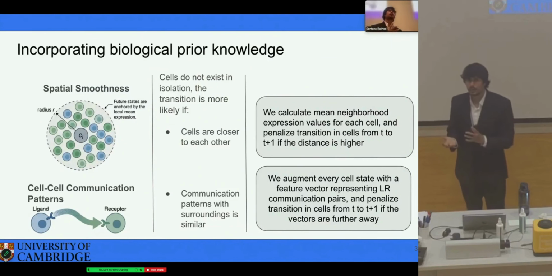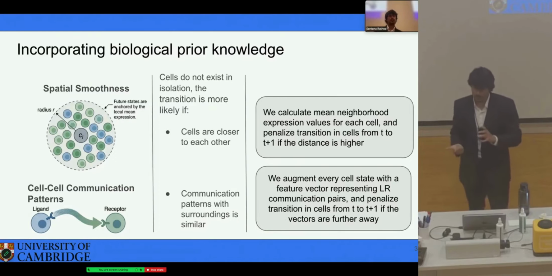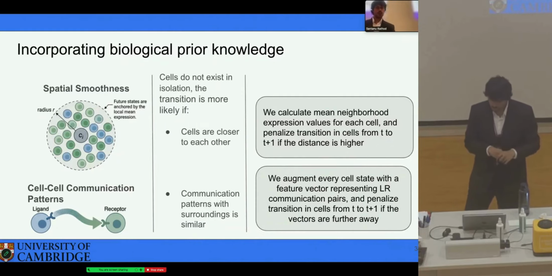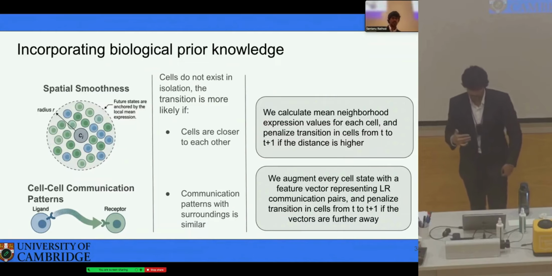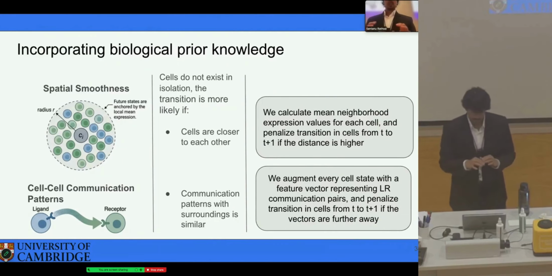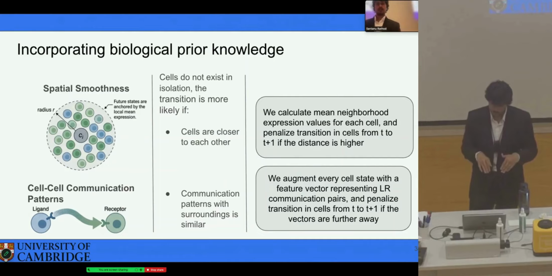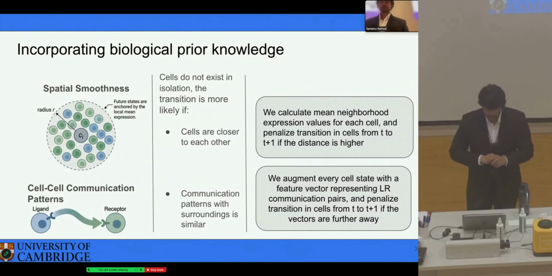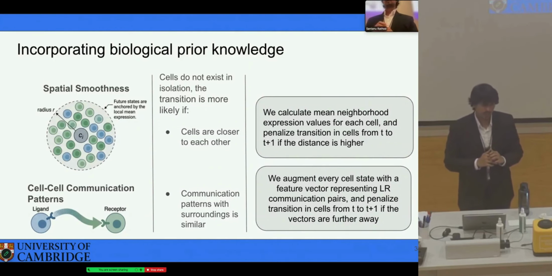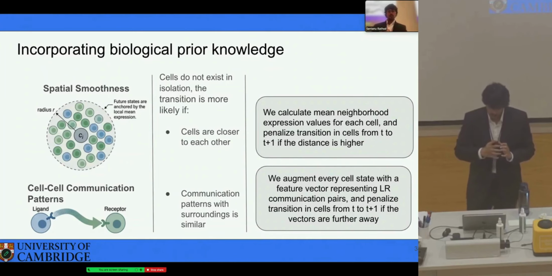Before even going into how we incorporate biological prior knowledge, we should also think about what is the right biological prior knowledge, in the case of spatial omics, for us to incorporate. So we go with two kinds of prior knowledge. One we call spatial smoothness, the second we call cell-cell communication pattern. Both of these priors are derived from the fact that effects in biology move smoothly and not abruptly, so to speak.